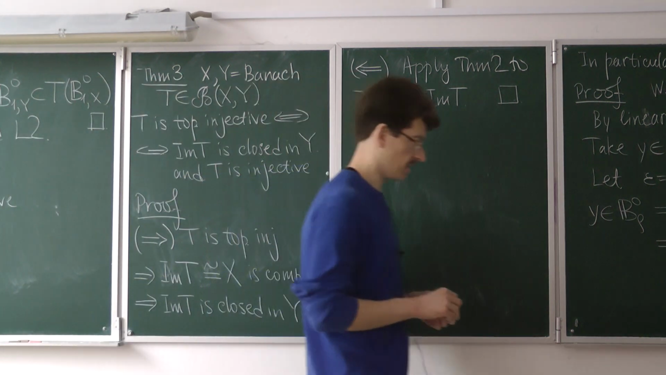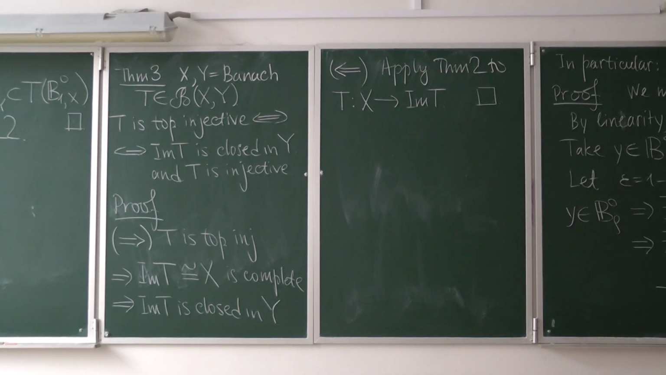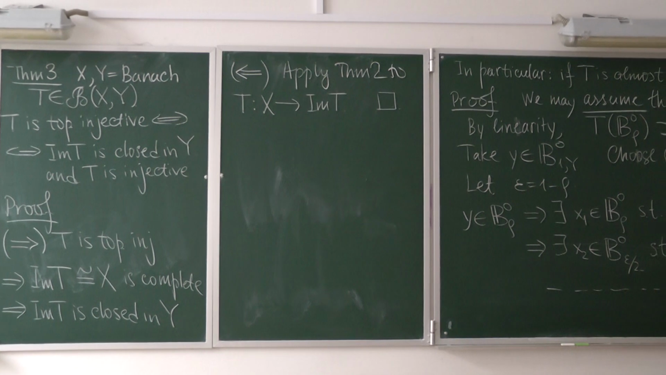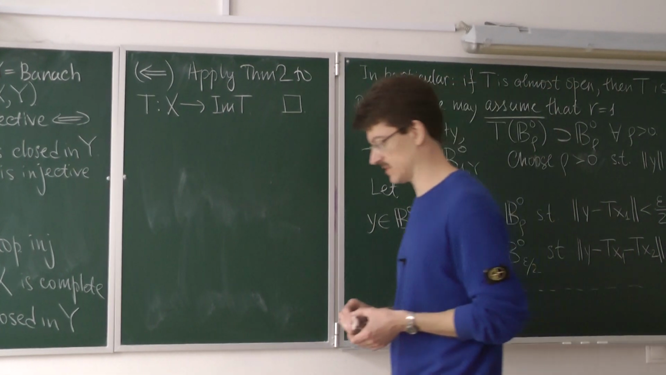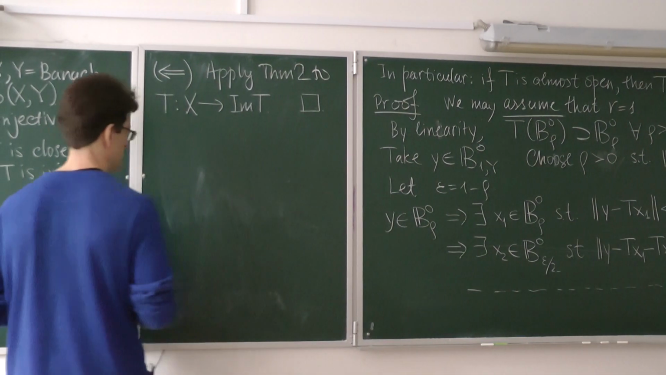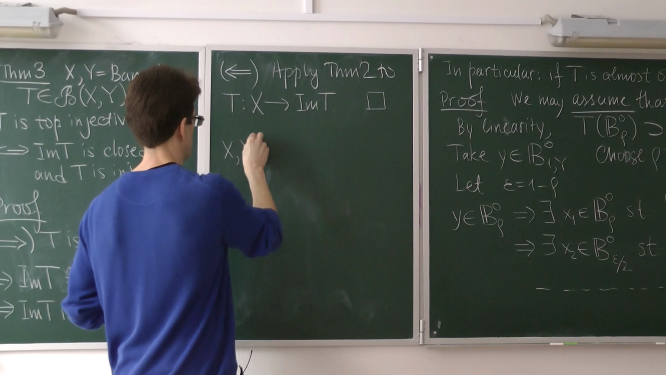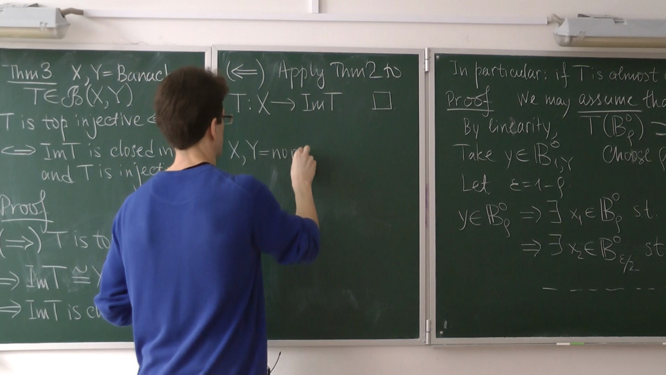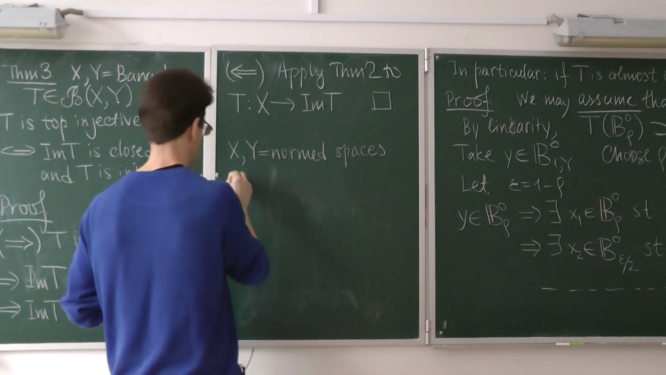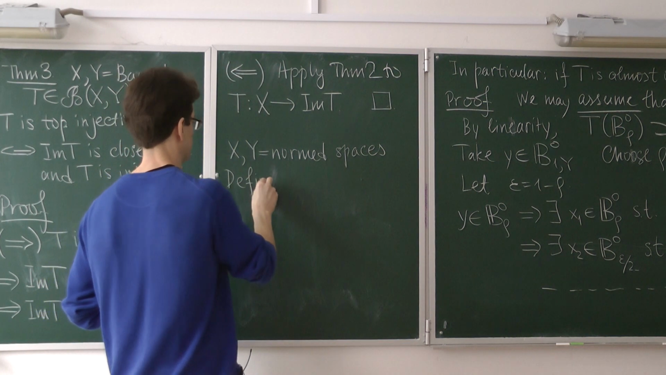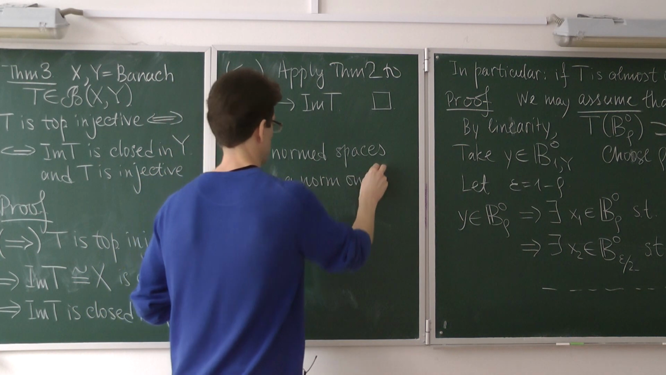And another equivalent form of the same theorem is the so-called closed graph theorem. Before we prove it, let's make some simple observations. So suppose that X and Y are normed spaces. Let's define a norm on their direct sum.